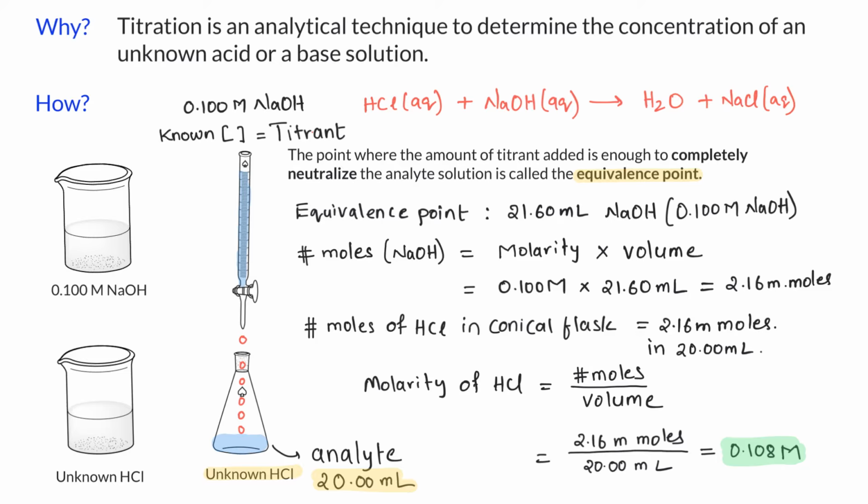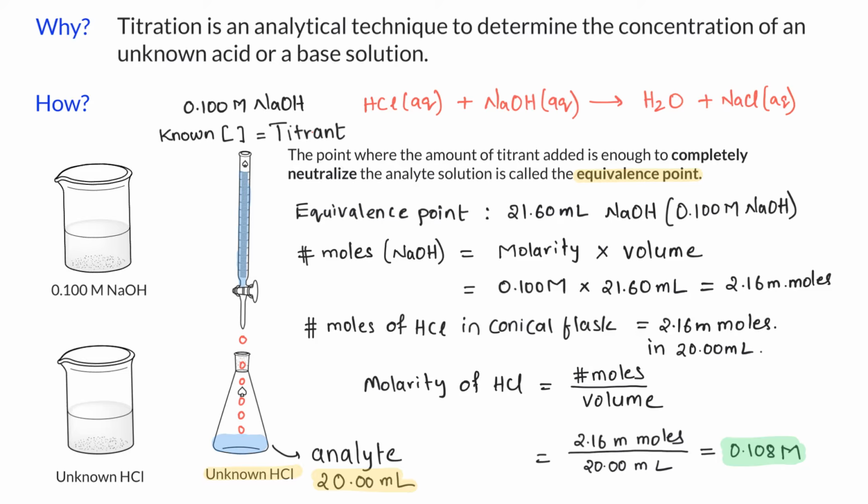Next, we need to balance this reaction. We have two sodiums on the product side and only one sodium on the reactant side. So we multiply sodium hydroxide by 2. Now we have two oxygens on the reactant side and only one oxygen on the product side. So we multiply water by 2. Now the equation is balanced.